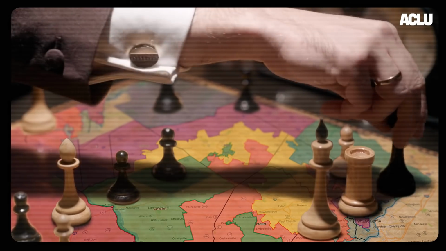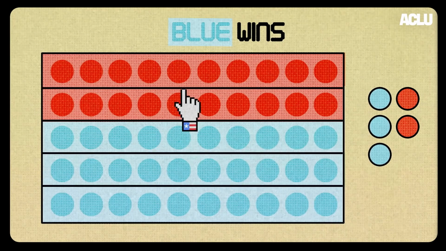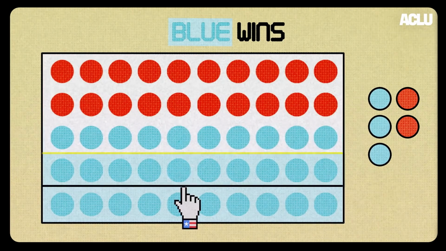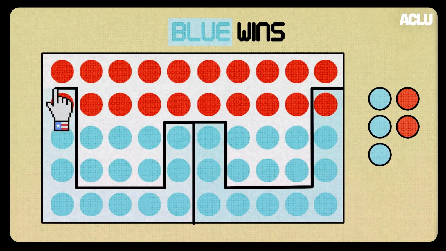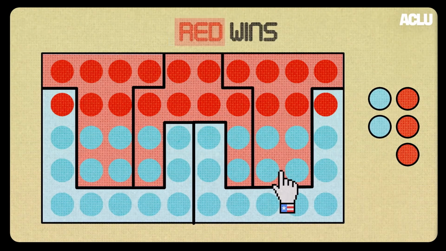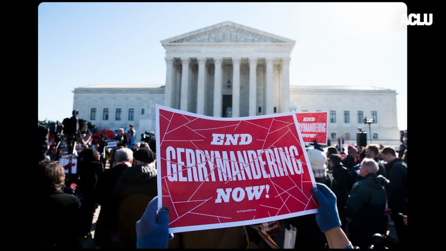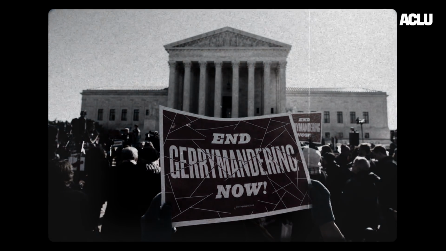So maybe the politicians try to just shuffle a few people from over here to over here, so they know that their supporters are the majority in their district. Basically, what if the politicians were able to choose their voters instead of voters choosing them? Well, this hypothetical is a reality, and it has been for a very long time.